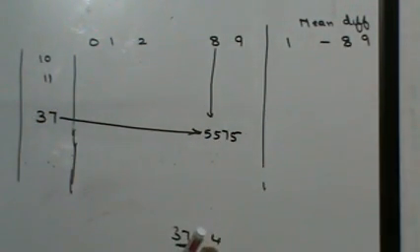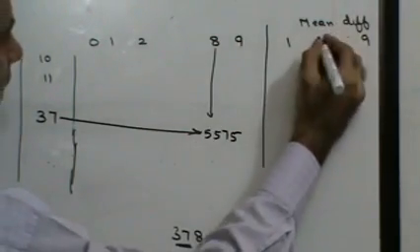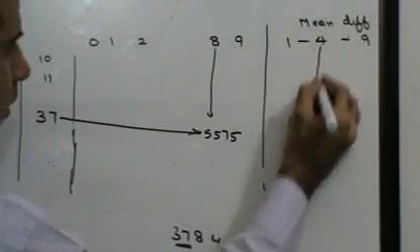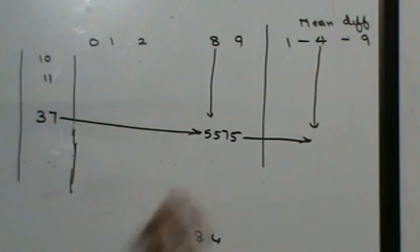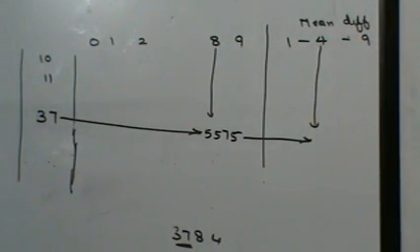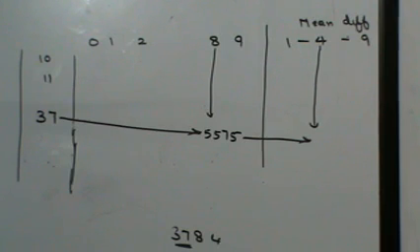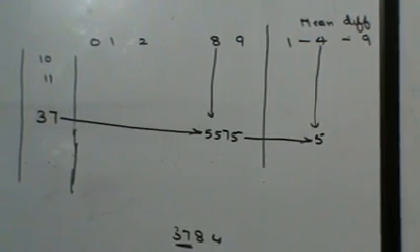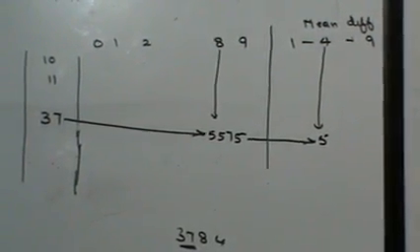The fourth number 4, you will check that in the mean difference column in the same row, right? 3784, mean difference 4 is 5. So you will add these numbers. If you add those numbers, that comes to 5575 plus 5, that is 558.